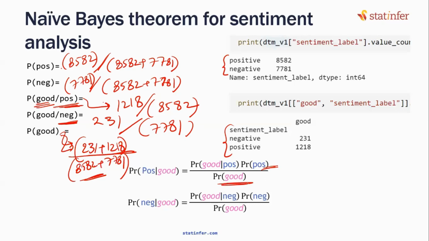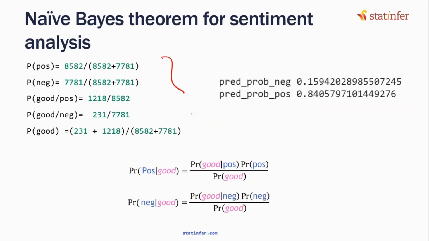Now probability of good is there. Probability of good given positive is there. Probability of positive is there. You can substitute them. Probability of good is there. Probability of good given negative is there. Probability of negative is there. You can substitute them. When you substitute all these numbers, these calculations will happen in the back end. When you substitute all these, the probability of this particular one being positive will be 84 point something percent, and 16% will be the probability of being negative.